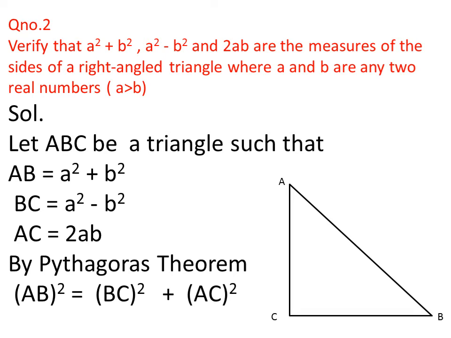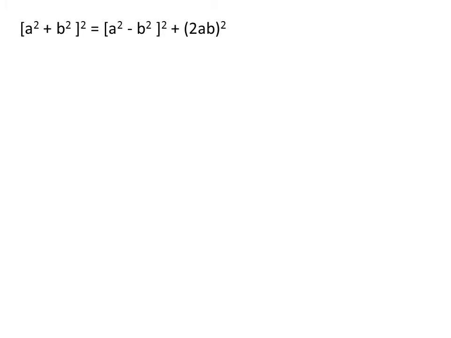Now we will put the values of AB, BC and AC in this equation, which will give us (A square plus B square) whole square is equal to (A square minus B square) whole square plus (2AB) whole square. हमने ये प्रूव करना है कि ये दोनों साइड्स इक्वल हैं. By taking the square on both sides we get A4 plus B4 plus 2A square B square.